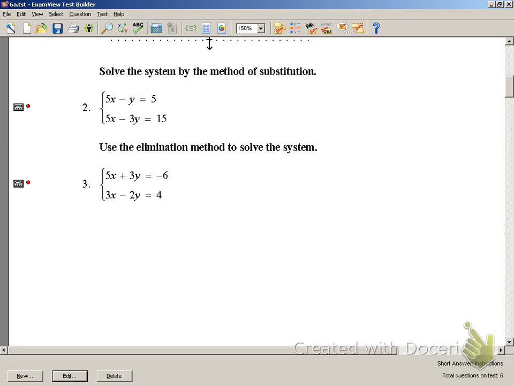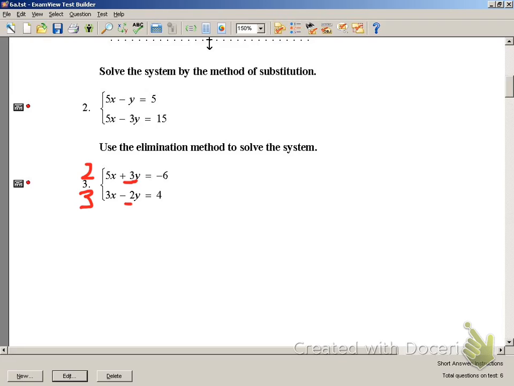I'm going to choose to eliminate my y variable. And the way that I'm going to do that is I'm going to multiply each equation by the other coefficient. Since this equation has a 3, I'm going to multiply the bottom equation by 3. And since the second equation has a 2, I'm going to multiply the top equation by 2. And when I multiply everything in that equation, it's essentially I'm distributing.